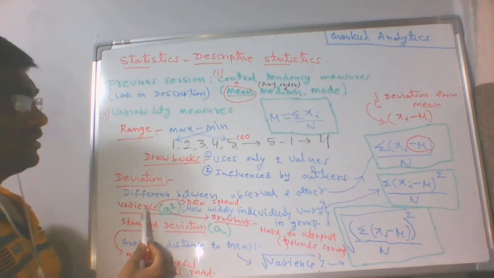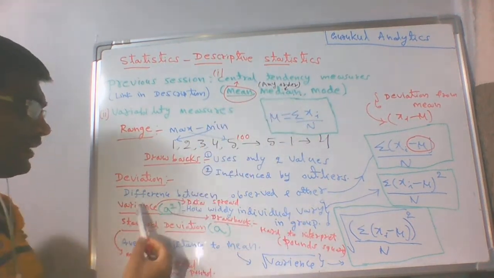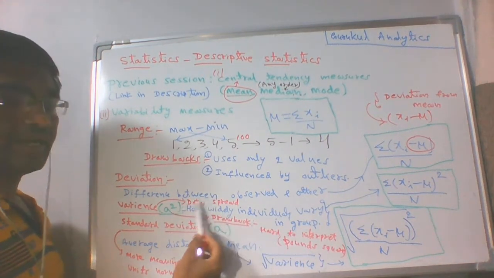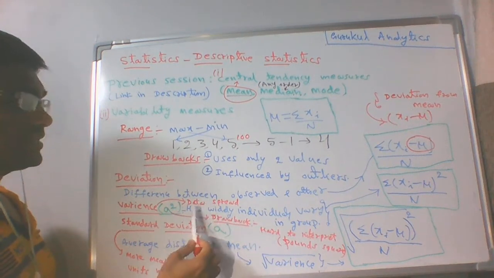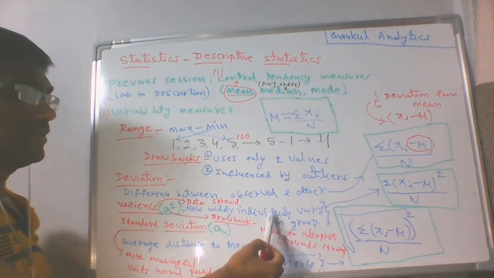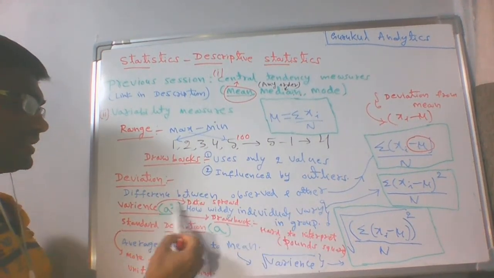Variance: in the mean it was talking about the central value, right? Whereas variance talks about how the data is spread. This variance is how widely individual values are varying in the group. Means in the group, how the individual values are varying, this is what variance gives.